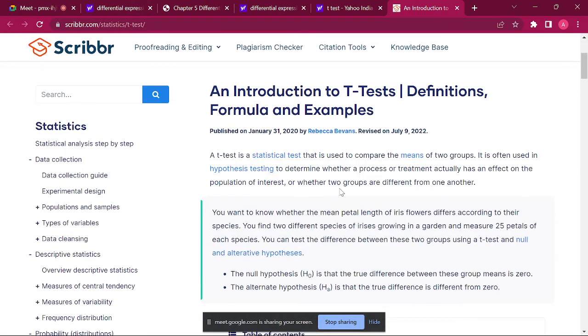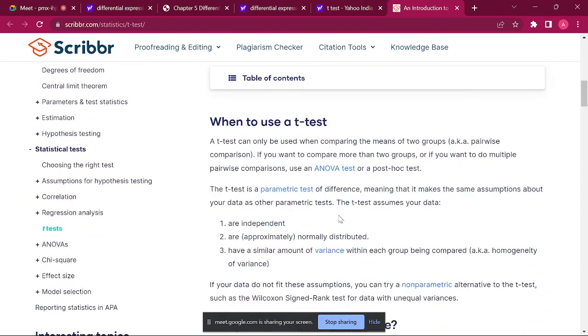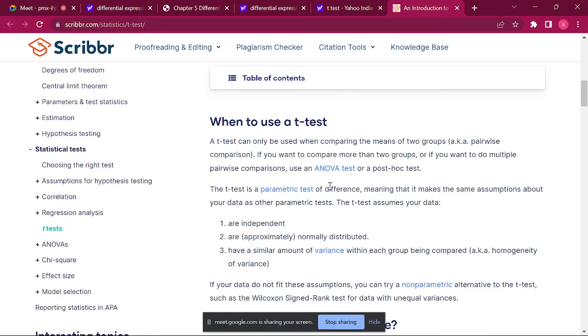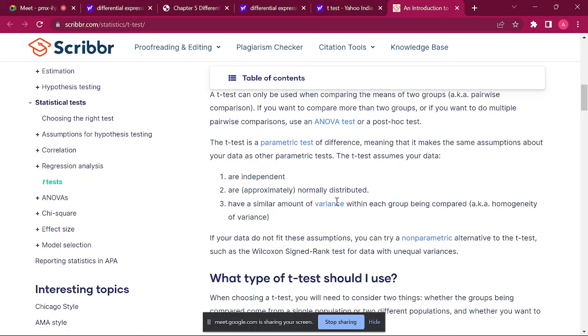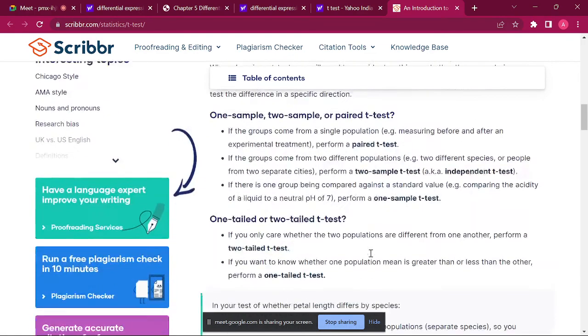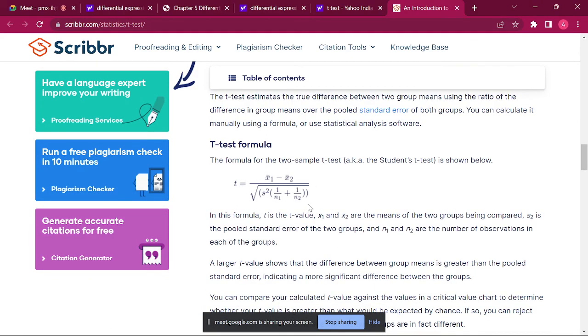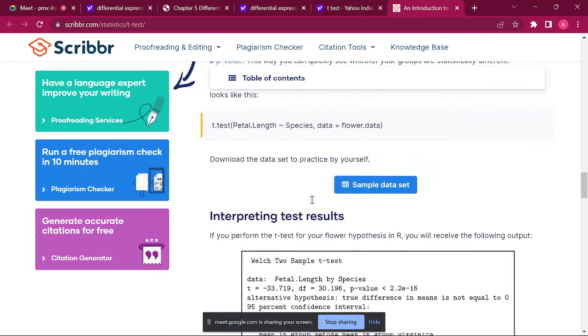Yeah, so here you have the t-test. Here you can see when to use a t-test and how to perform ANOVA, because you have to know all these things. We use a t-test when we have only 2 groups, and we do ANOVA when we have more than 2 groups. This is the formula for the t-test.